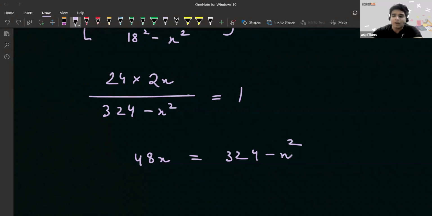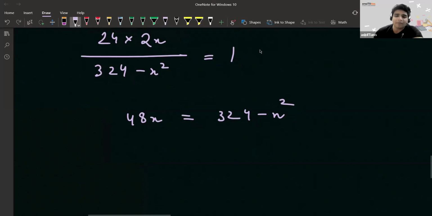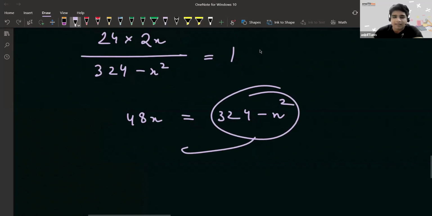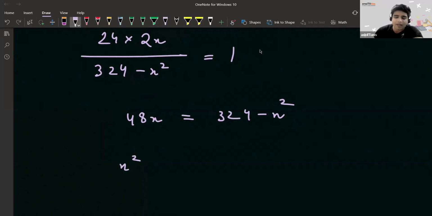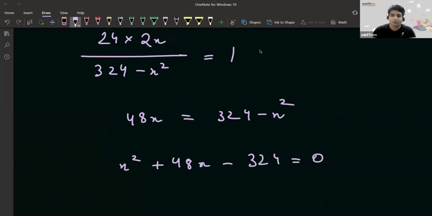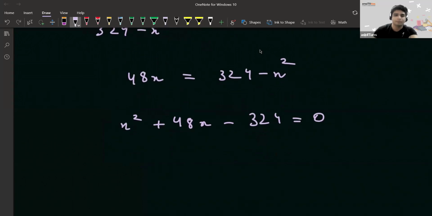Yes. So now, everyone, what is going to happen? I will transpose these to the other side. I will have x square plus 48x, and minus, it is going to be 324. I hope this is very, very clear to you all. Please tell me yes or no. Is this clear to all of you?